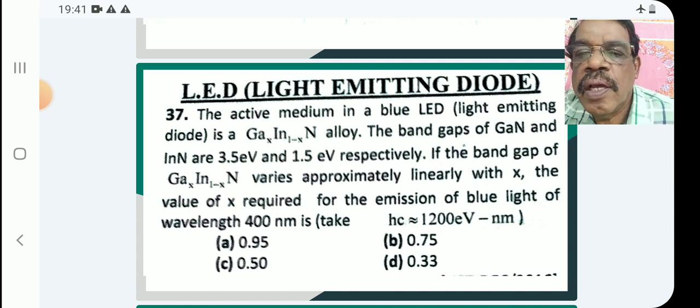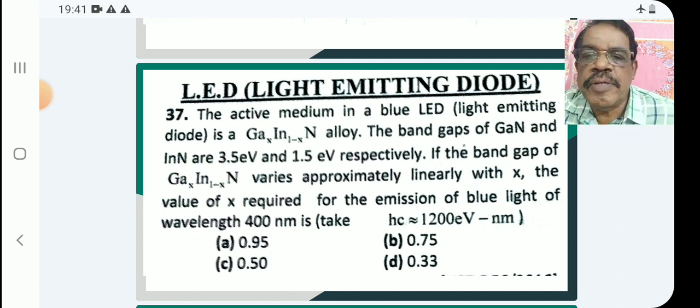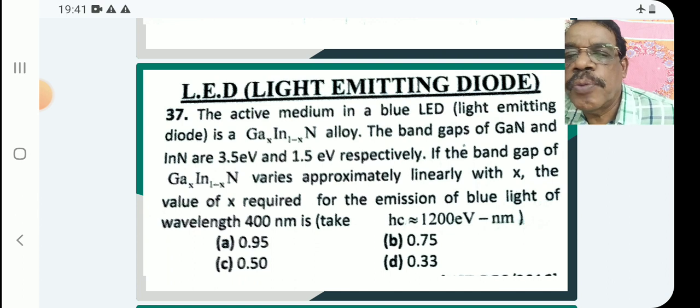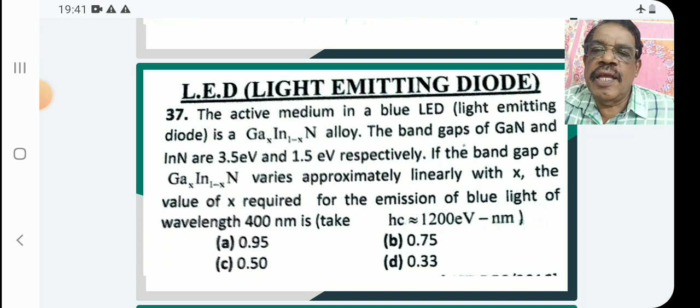take hc, multiply. hc is equal to 1200 electron volt nanometer. The answer options are 0.95, 0.75, 0.50, 0.33.